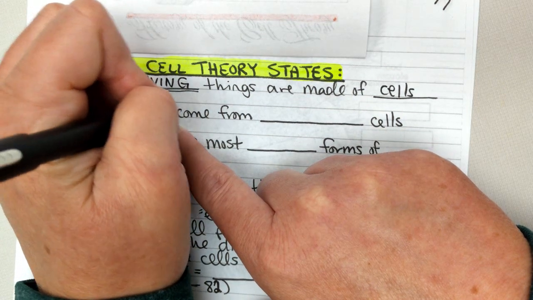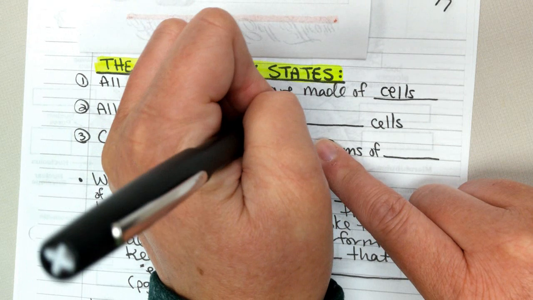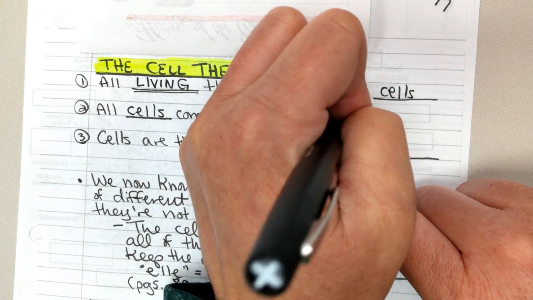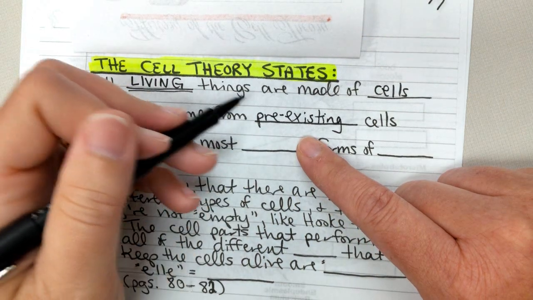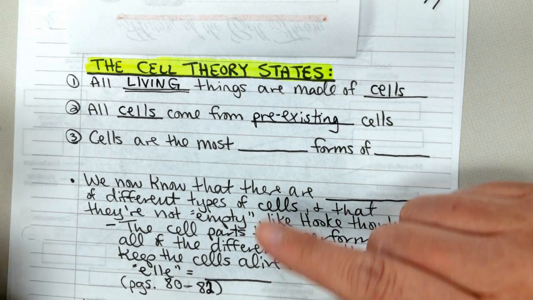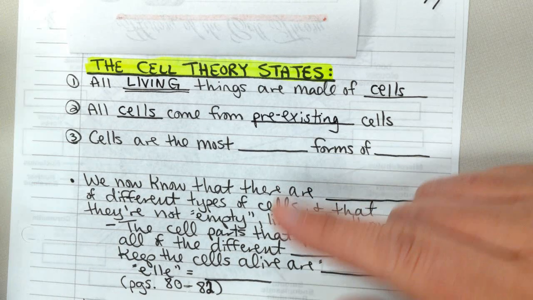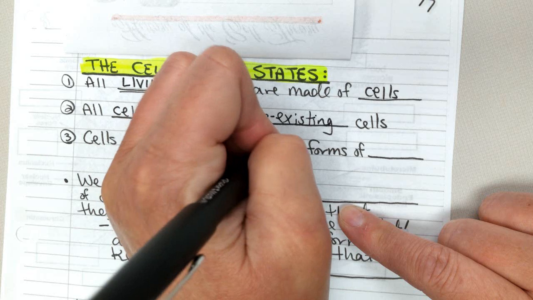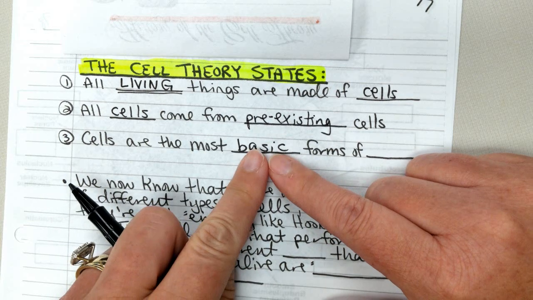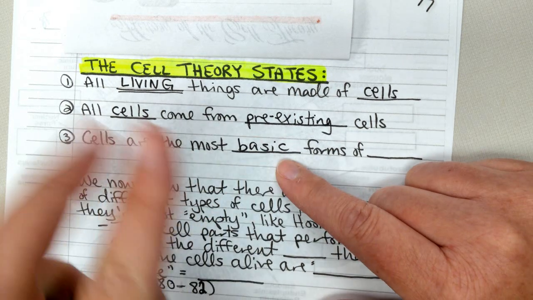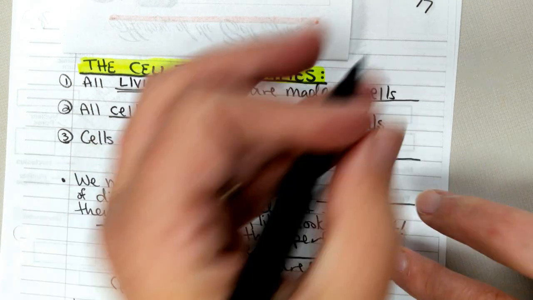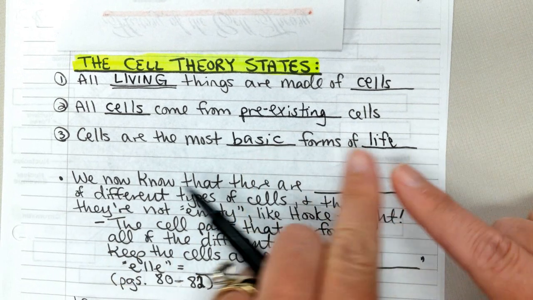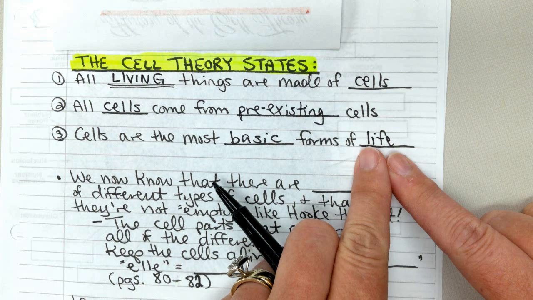All cells come from cells that existed before them. Okay? So all cells come from a pre-existing cell. And cells are the most basic. You're not going to get anything more basic than a cell and an organism. Okay? Cells are the most basic forms of life. If you get more basic than a cell, you are not talking about living things.